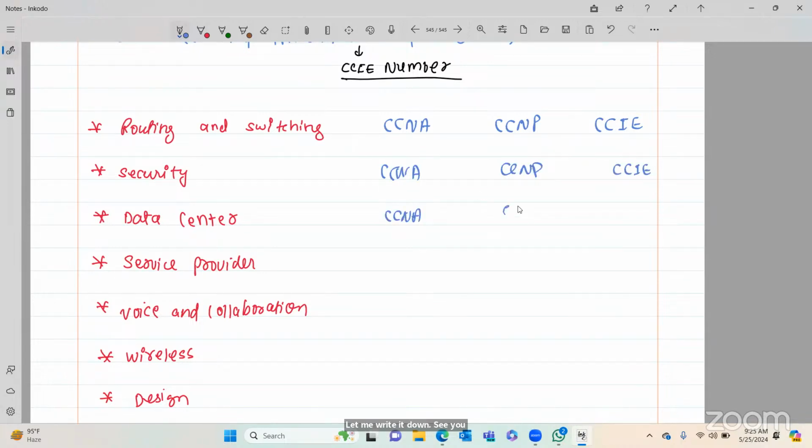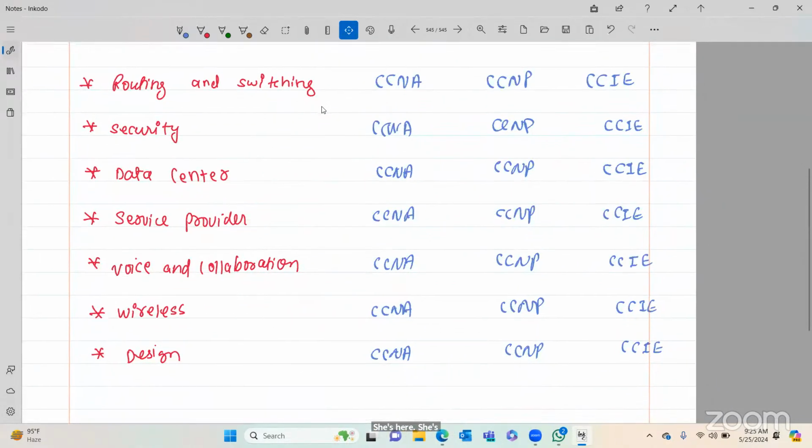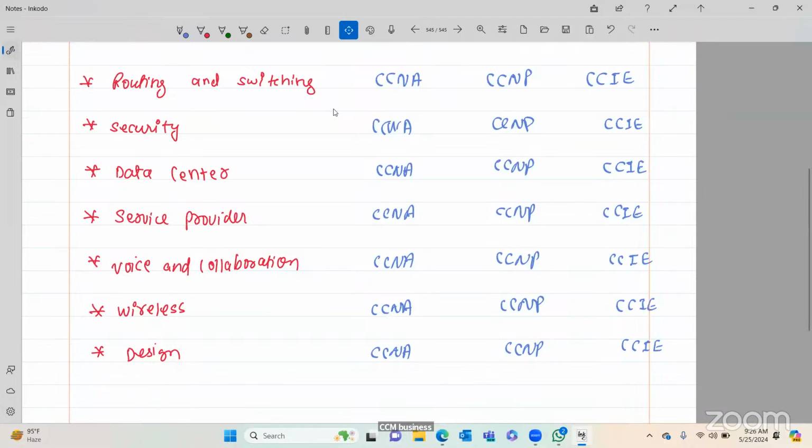Similarly, CCNA data center, CCNP data center, CCIE data center. Service provider CCNA, CCNP, CCIE. And likewise for the other domains: CCNA, CCNP, CCIE. So there are 3 levels in each. Okay.